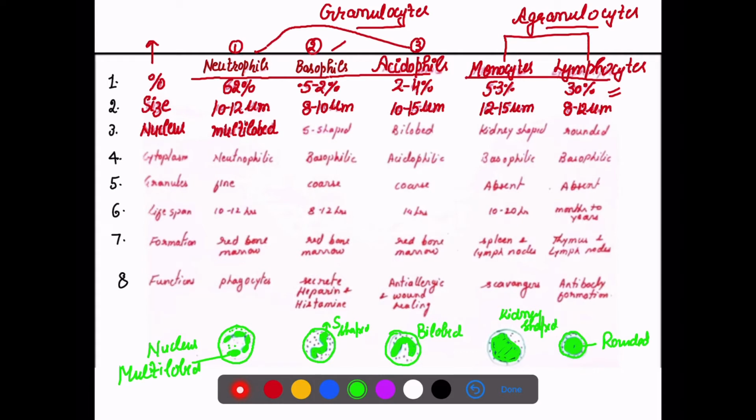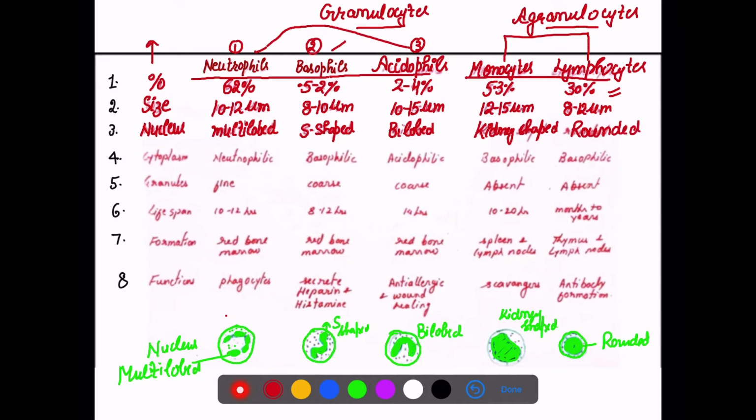So once again, let's look at their nucleus. In neutrophils, the nucleus is multilobed. In basophils, it is S shaped. You can write it down in your notebook while I'm saying it. Acidophils have a bilobed nucleus, and monocytes have a kidney shaped nucleus. Okay, and your lymphocytes have a rounded nucleus.